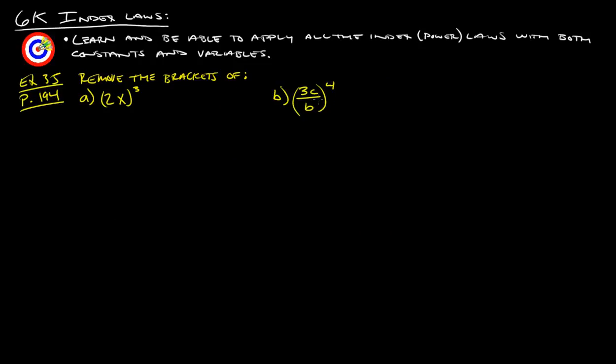Example 35 from page 194. Remove the brackets of this. So basically it means distribute that 3 through and distribute the 4 through. I find it helps me to not make nearly as many errors whenever I see numbers and variables in here without powers. I'm always going to put a 1 next to them just so that I don't forget.